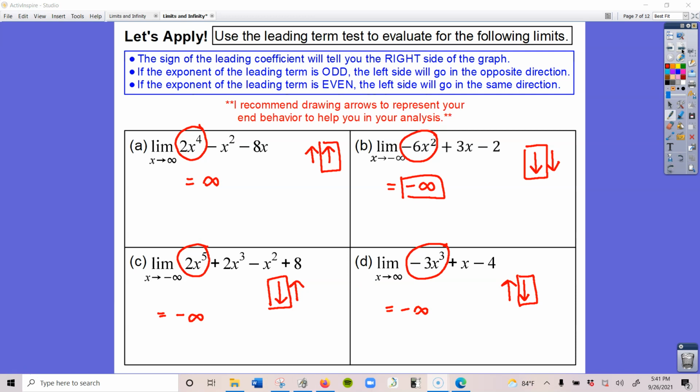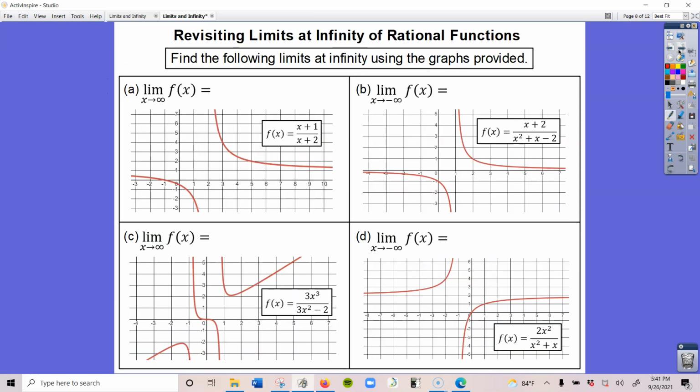Now let's have a look at evaluating these kinds of limits for rational functions. Here you are given some graphs along with their equations. For now, we're going to use the graphs to find these limits. And then I'll show you how you use the equation if you're not given a graph in order to find these limits as x approaches either infinity or negative infinity.